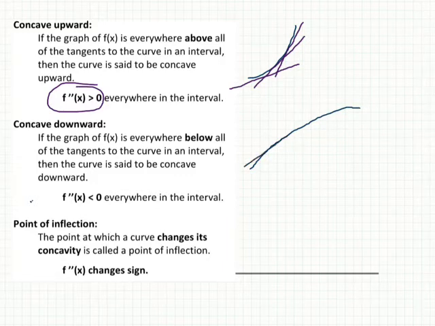So suppose we have a tangent here. Okay, and how about a tangent there? Well, notice that the curve is below all of the tangents in that area. So then this curve right here, this part of the curve, is said to be concave downward.